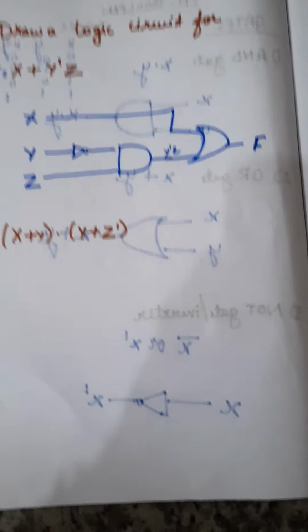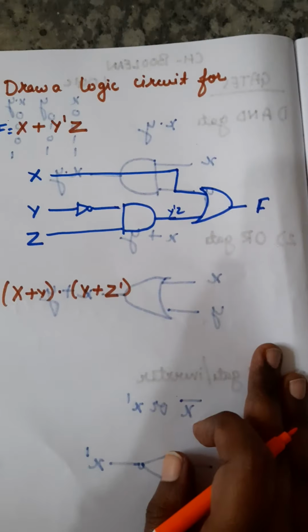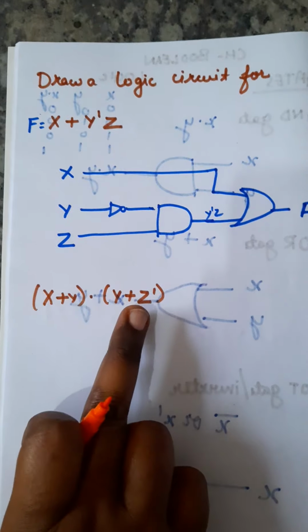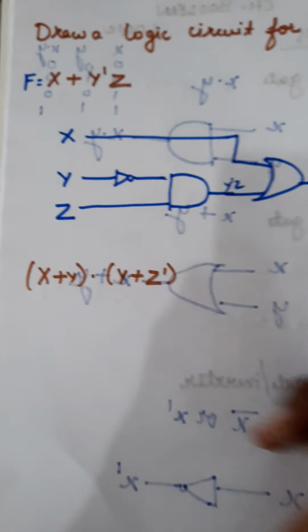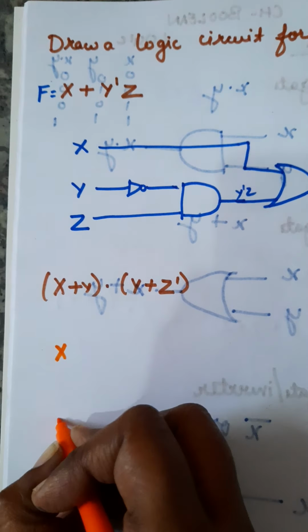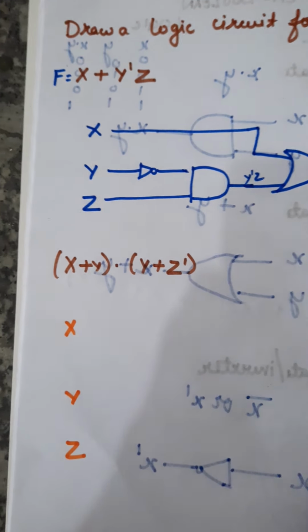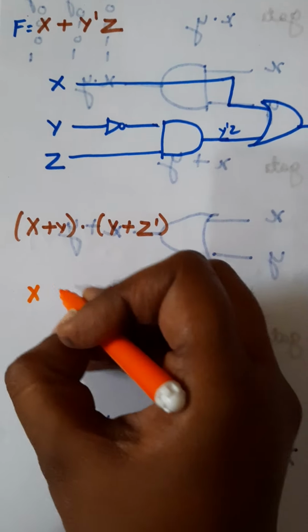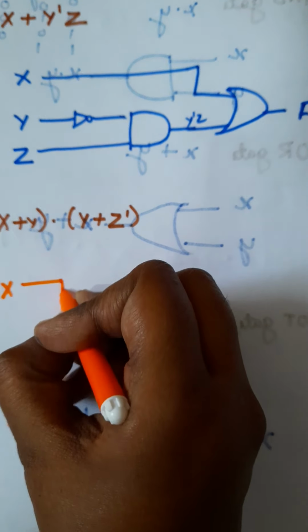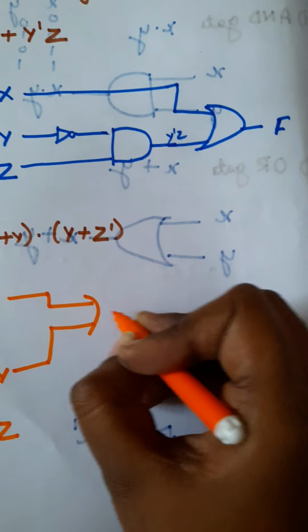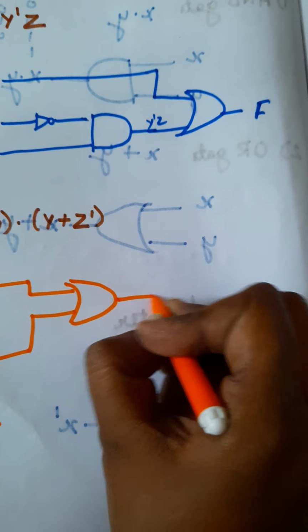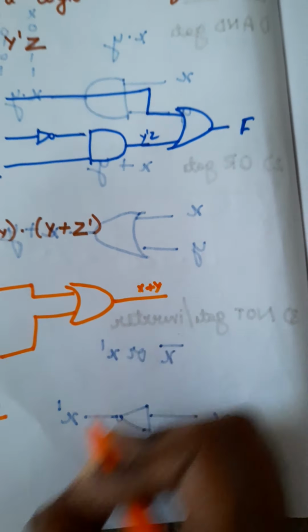Similarly, you have to make it like this. One more example I'm showing you here: x plus y, into y plus z dash. Again we have three inputs, x, y, z. First of all, we have to do x plus y, so we'll take them through the OR gate and we get x plus y here.